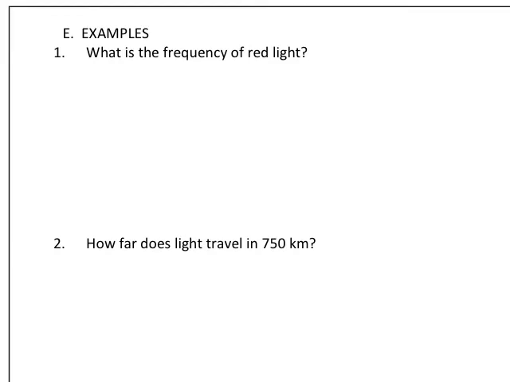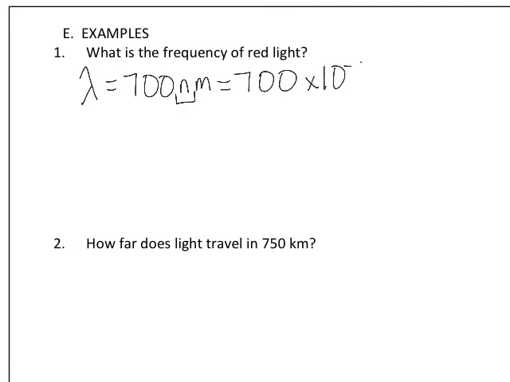Now from earlier, you should know that the wavelength for red light is 700 nanometers. And don't forget, we want to convert that to meters. So I'm going to do the shortcut version where I say 700, and instead of nano, I'm going to replace that with times 10 to the negative ninth. And then that will be in meters. We know that the speed of light is 3 times 10 to the 8th meters per second, and we're looking for the frequency.